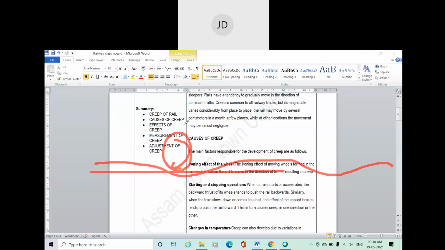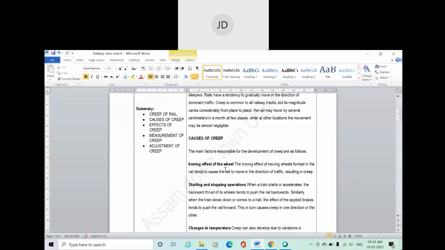That means it moves forward, and because of the movement of this wheel, this wave action of the wheel tends to move the rail in the forward direction. Got it? Okay. This is actually the irony action of the wheel.